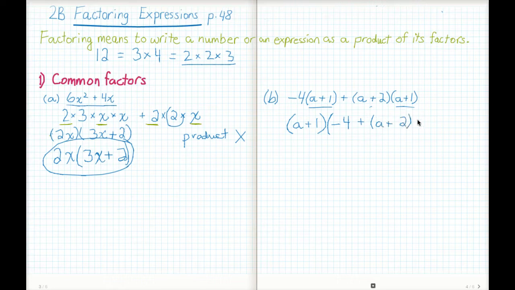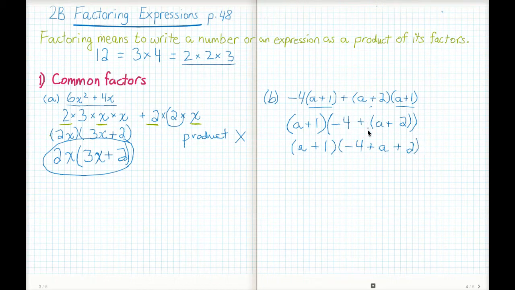Okay, I've put it in brackets for now, but maybe we don't need those. Let's see what's happening. Negative 4 plus a plus 2, this is all adding, so I can actually put those together. So I get negative 4 plus a plus 2 without the brackets.